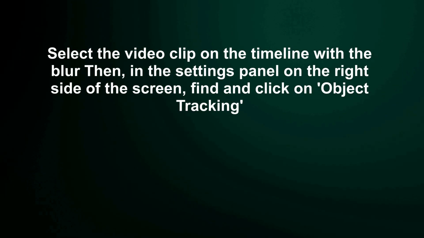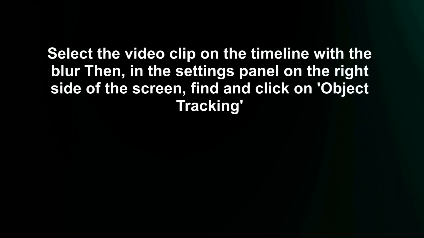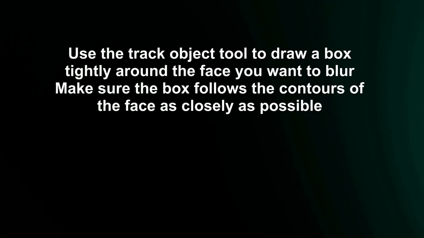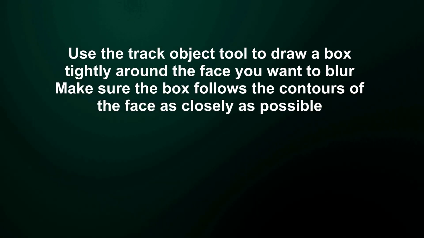Select the video clip on the timeline with the blur. Then, in the settings panel on the right side of the screen, find and click on Object Tracking. Use the Track Object tool to draw a box tightly around the face you want to blur. Make sure the box follows the contours of the face as closely as possible.